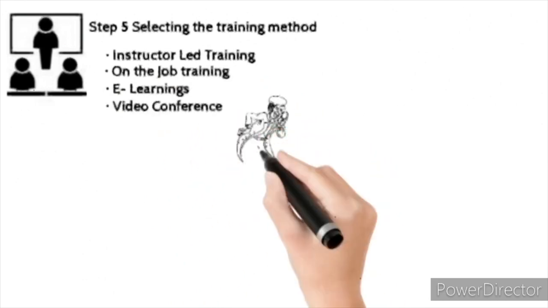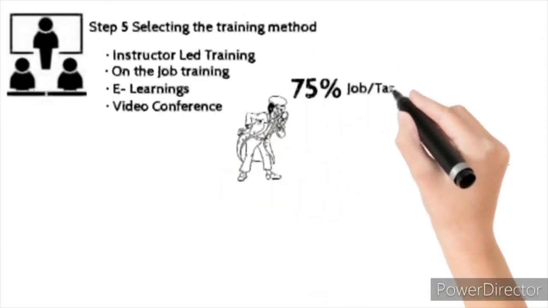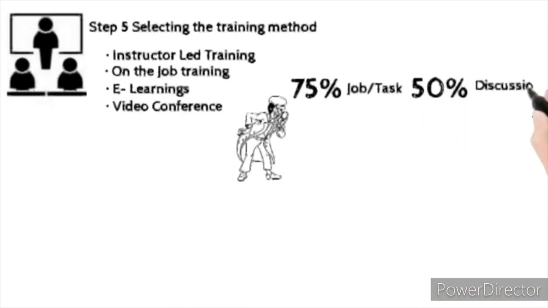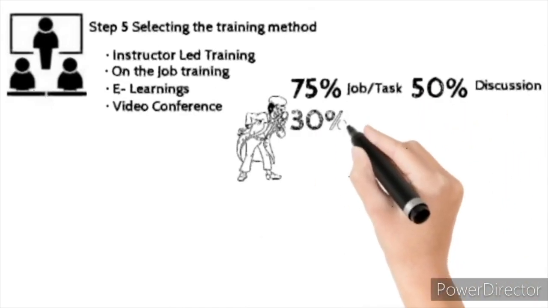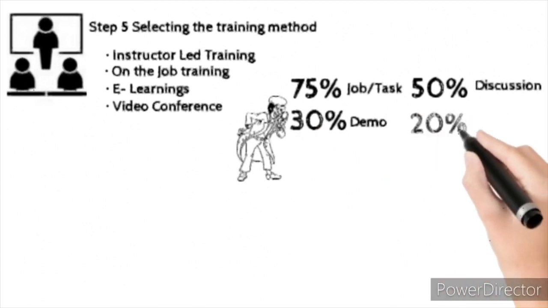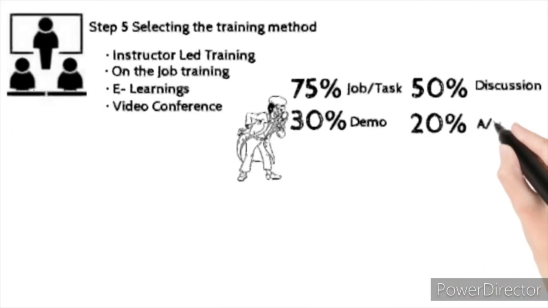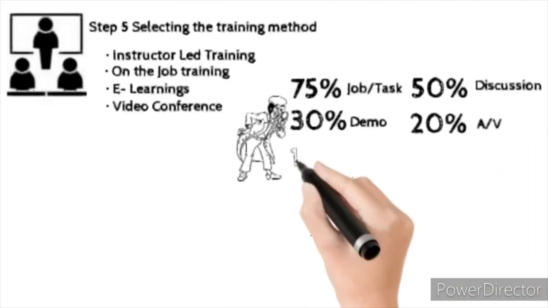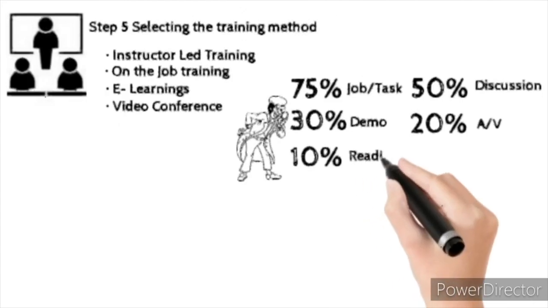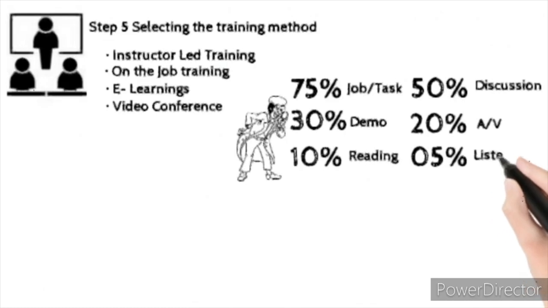Research shows employees retain 75% knowledge when they do the actual job or task. When learners discuss, retention can be 50%. Demos help retain 30% of the information, and audio-visual presentation enables 20% retention. Reading helps 10% of the information to be retained. When they listen to an instructor's lecture, the retention is only 5%.